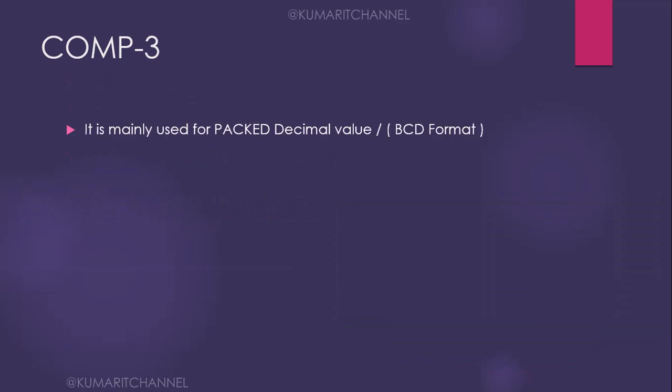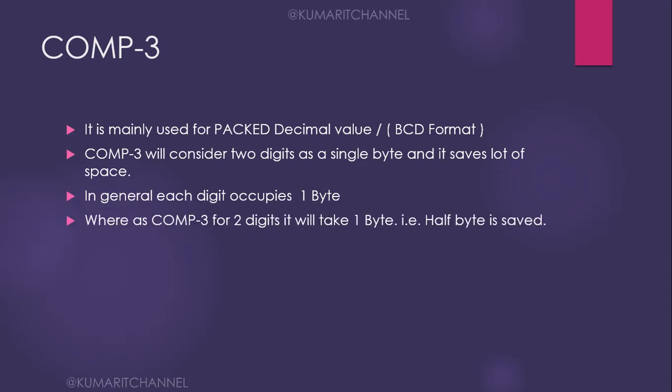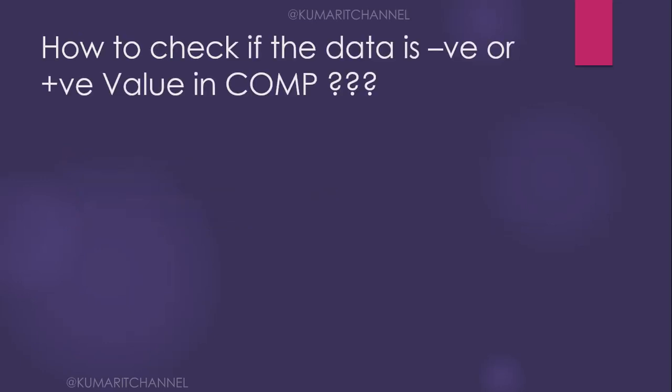What is COMP-3? It is mainly used for packed decimal format, as I told in the beginning. When you are converting integer or long int variables in DB2, it will be automatically converted to COMP-3. COMP-3 considers 2 digits as a single byte, and it saves a lot of space. Normally, each digit occupies 1 byte if you are not using any COMP. Whereas in COMP-3, 2 digits are considered as 1 byte, and the half byte is taken by the sign. Okay, so that's about COMP-3.